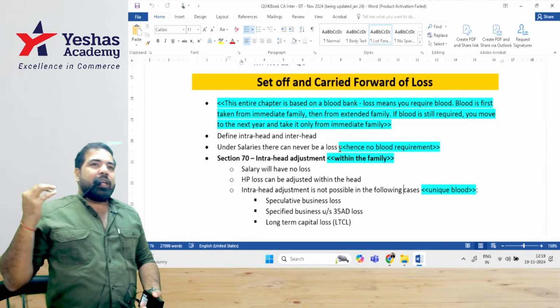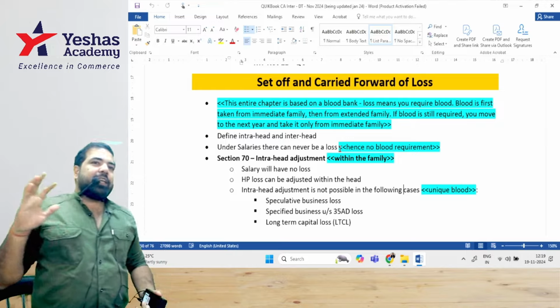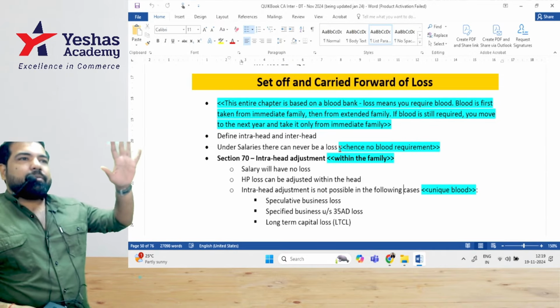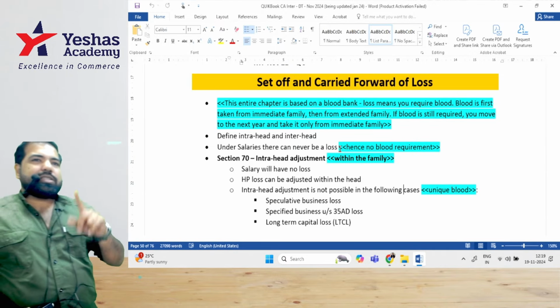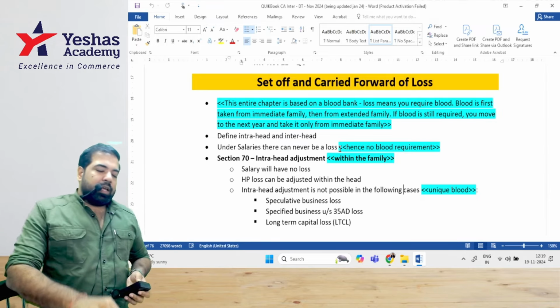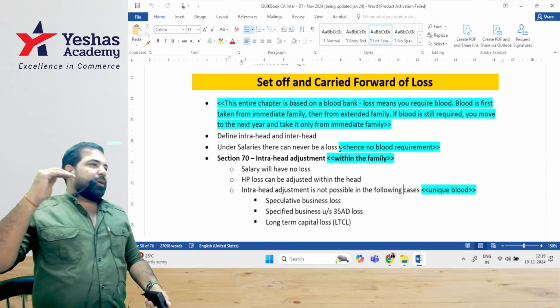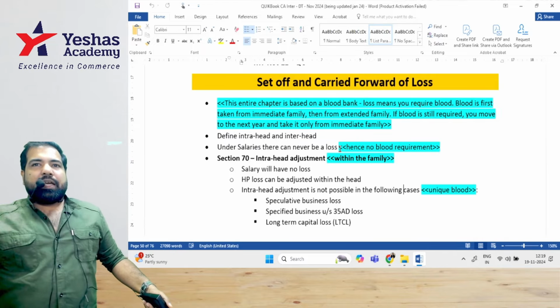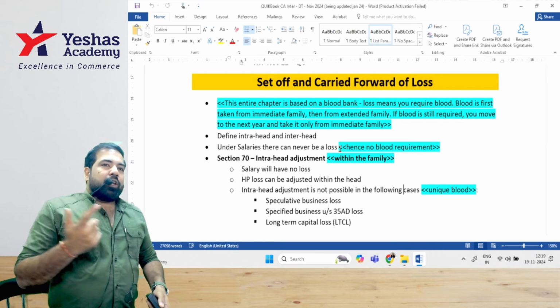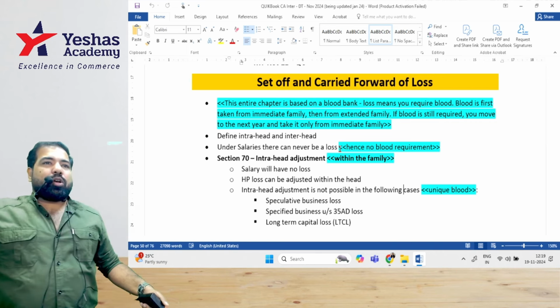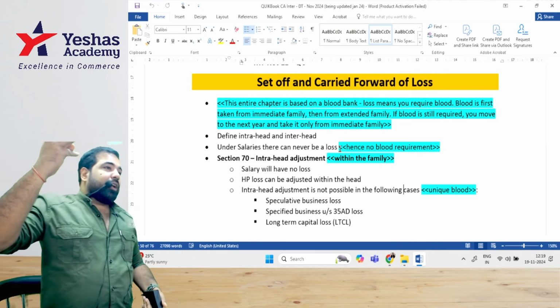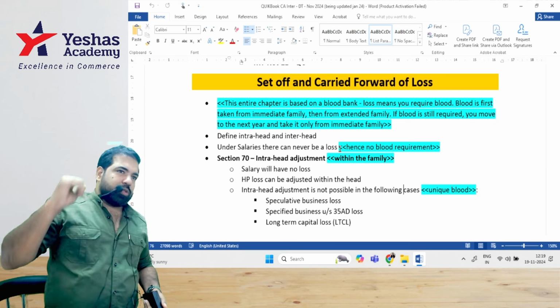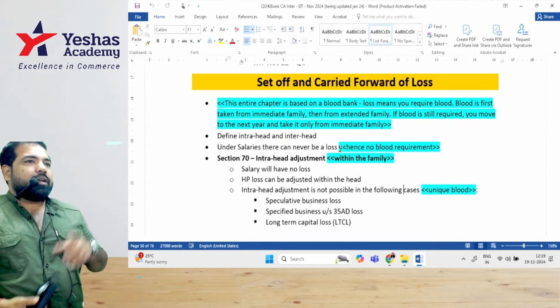Yes, no option. The same thing happens with losses. In losses, how many heads of income are there, guys? Five. In case there are losses, let's look at step number one. In salaries, guys, can there ever be a loss? So we'll not even look at family for salaries. In house property, can there be a loss? You know, guys, SOP, there can be a loss of 2 lakh or a loss of 30,000, up to those numbers. LOP also sometimes can be a loss.